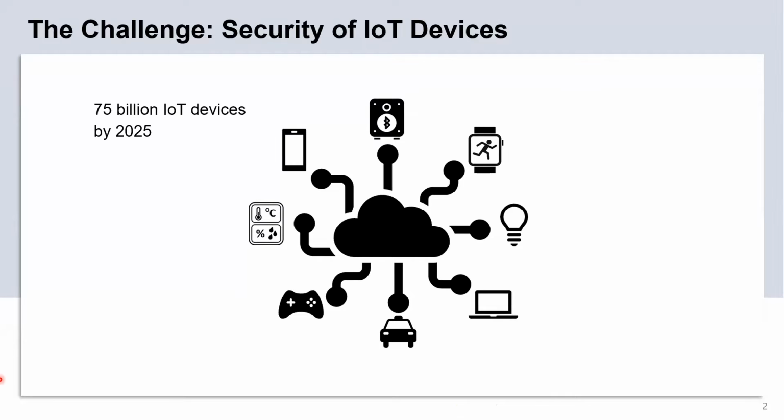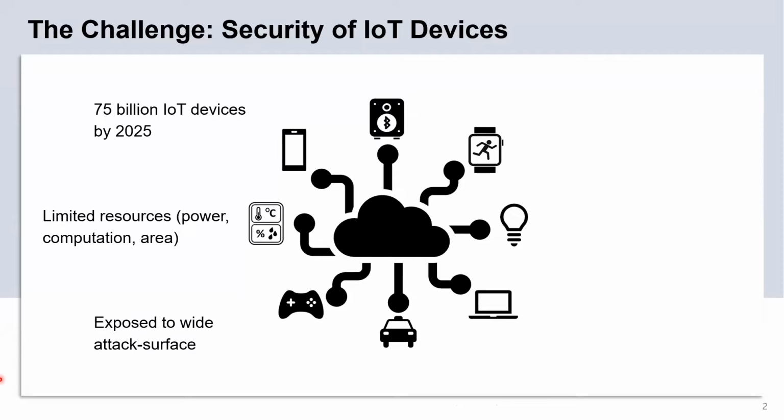need this work. We're living in a world of smart and connected devices now. Cisco predicts that by 2025, there will be 75 billion connected or IoT devices. These devices often have limited resources in terms of power, computation, or area. They are often employed in remote places, which make them vulnerable to a wide attack surface.